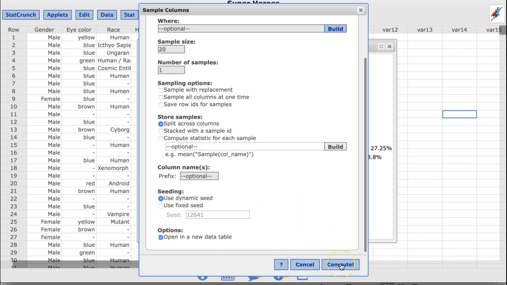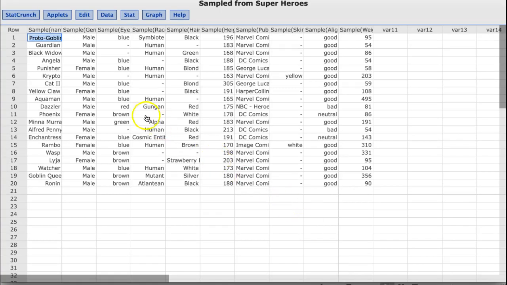So let's see what we get here. Okay, let's compute. Here's my new data set. Let's see who I got. I got Black Widow, Angela, Punisher, Aquaman, Alfred Penny. Oh, I got Rambo. Oh, cool. I got Wasp, Ronin. Okay, so here's my population, and it was randomly selected.